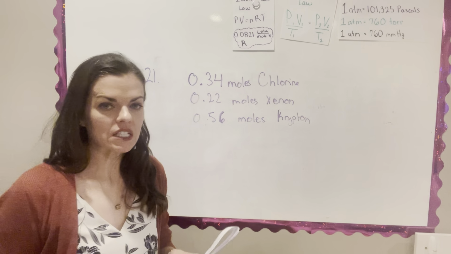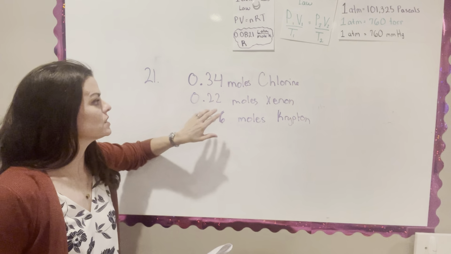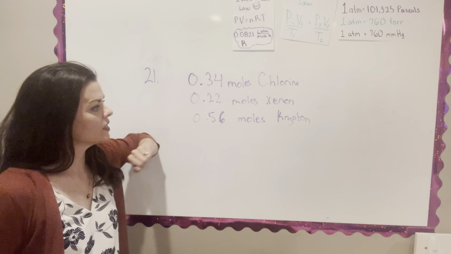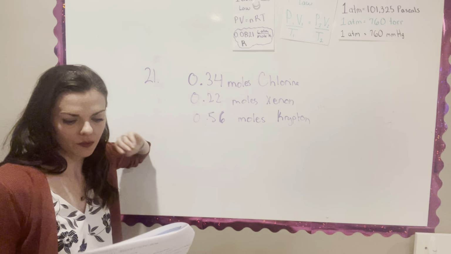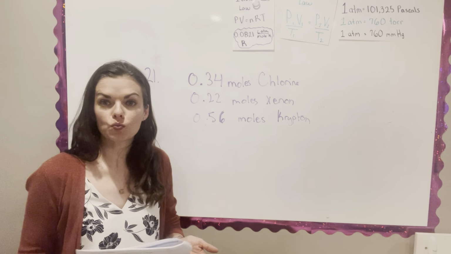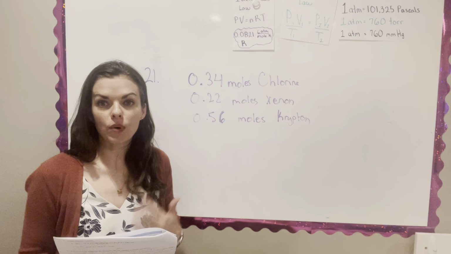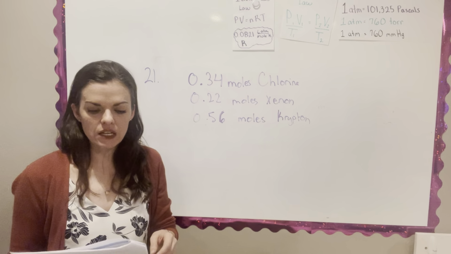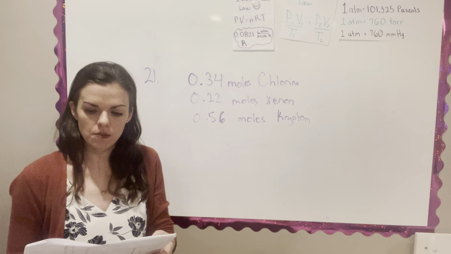It tells me I have a container. It has 0.34 moles of chlorine gas in it, and the same container also has 0.22 moles of xenon gas and 0.56 moles of krypton. And then it tells me the total pressure is 1.1 atmosphere, and I am trying to find the partial pressure. So this one is a little bit similar to the last problem. They're just asking for it a little bit differently.